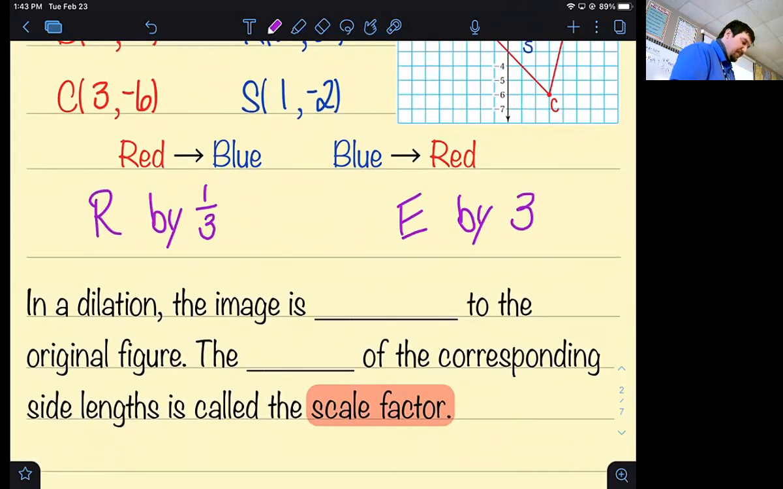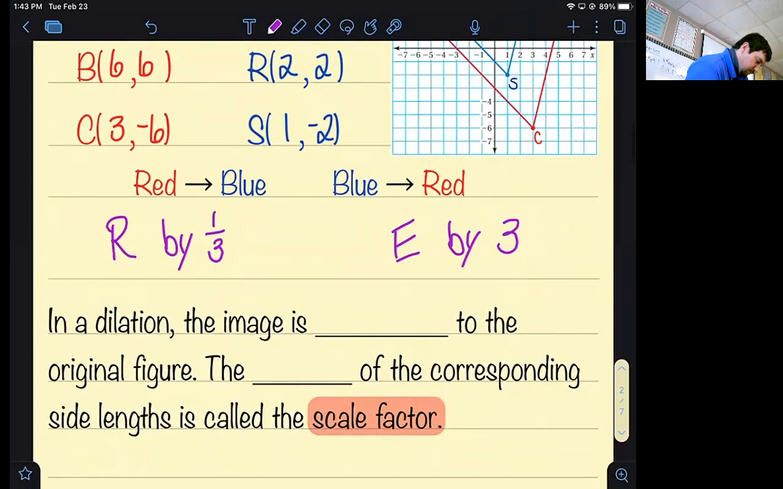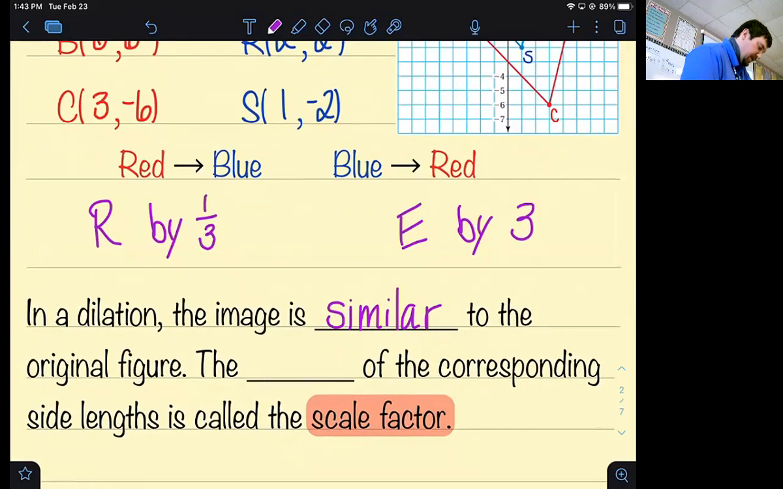In a dilation, the image is similar to the original figure. The ratio of the corresponding side lengths is called the scale factor. In the example we looked at here, our scale factor was 1/3. This ratio of 3/1 reduced to just 3.